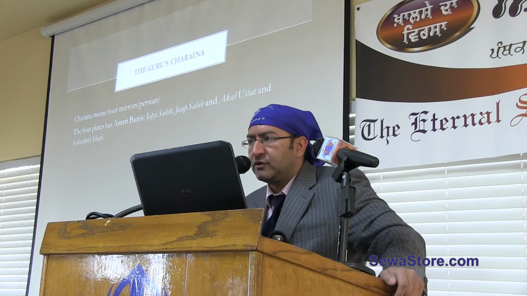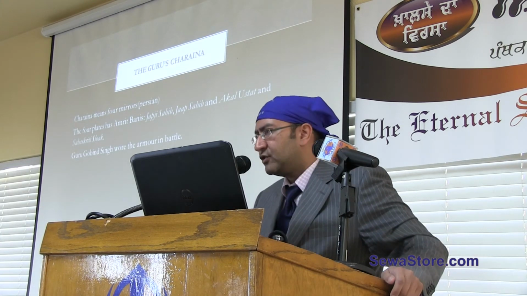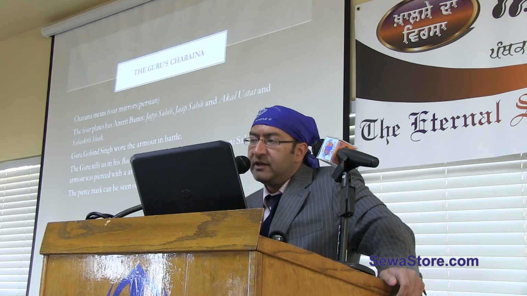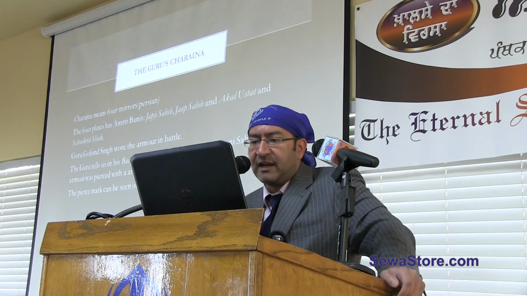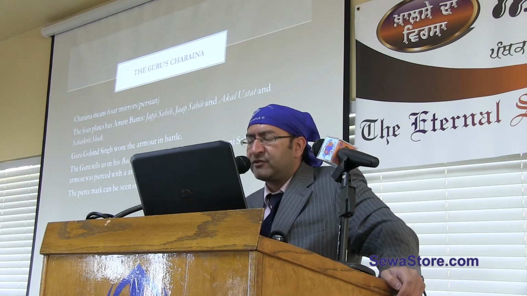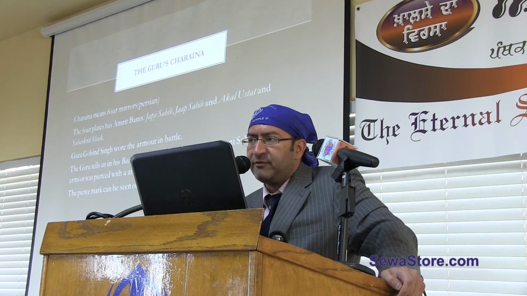The Guru's Jarinna, which refers to the four mirrors in Persian, is an actual breastplate which Guru Sahib wore himself in battle, and contains the Bani of Japji Sahib, Jaap Sahib, Akal Ustat and Sarbloh Shastar Nam Shlok as well. And like I stated, Guru Gobind Singh wore this in battle, and in his Bachitar Natak itself, in the Battle of Bhangani Sahib, he says the armour was pierced with an arrow. The piercing can actually be seen on the armour itself. Gurbani for the Guru was more than manuscripts. Gurbani for the Guru has to be spread by material objects.